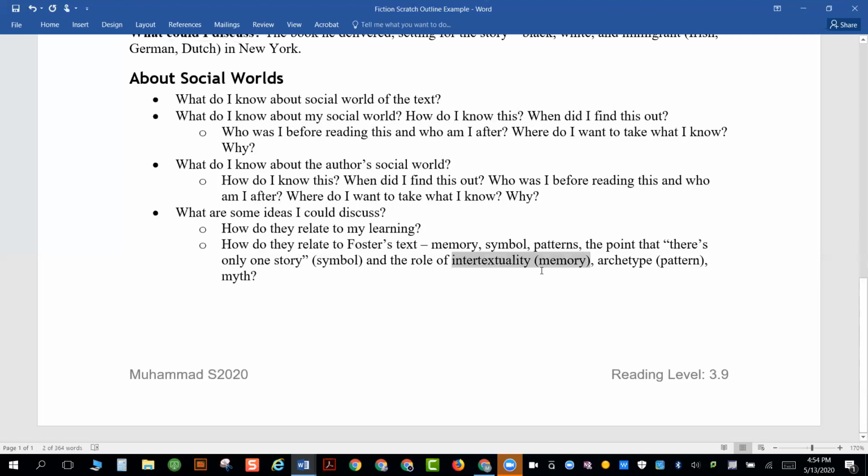So how does one thing relate to another? In this idea of one story being all stories, he also talks about an archetype, which is a specific type of character or pattern. And so I matched that up with pattern. And he also talks about myth. So these are some of the key concepts from Foster that you should be considering throughout the semester, even though the rest of the book is broken down into nice bite-sized pieces that you can apply. These are the larger ideas about reading fiction from Foster.